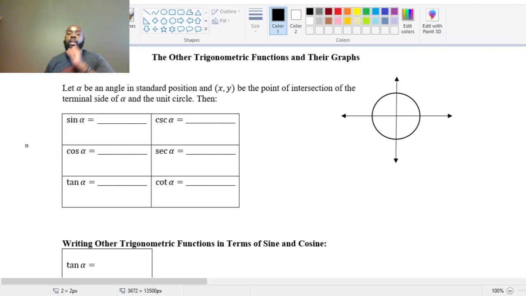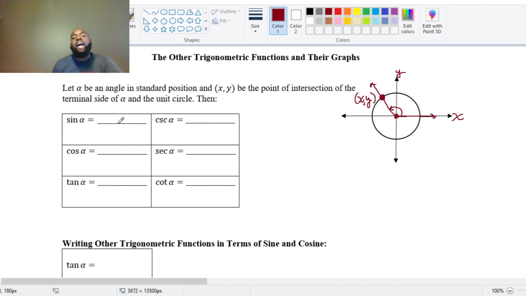What we did was we let alpha be an angle in standard position and (x, y) be the point of intersection of the terminal side of alpha and the unit circle. If I drew my angle in my xy plane, I have my unit circle here. This is x, this is y, my x and y axes. This is my initial side. My terminal side, let's say, lies in my second quadrant. The point of intersection, we're calling the ordered pair (x, y).